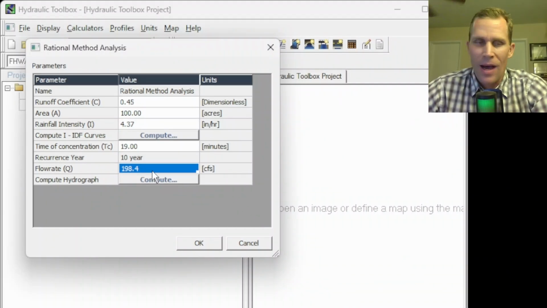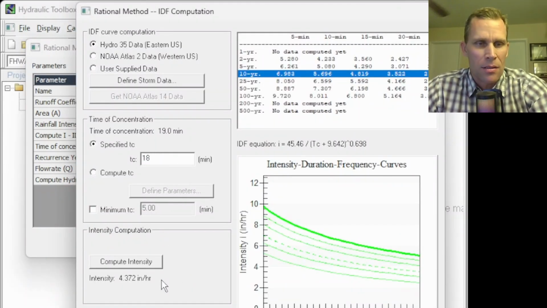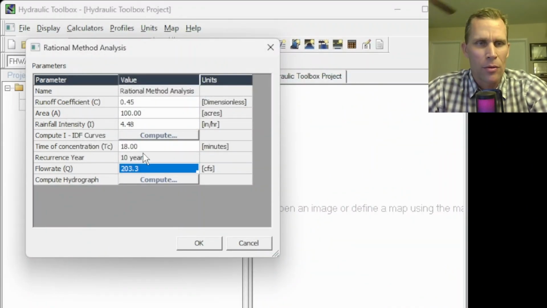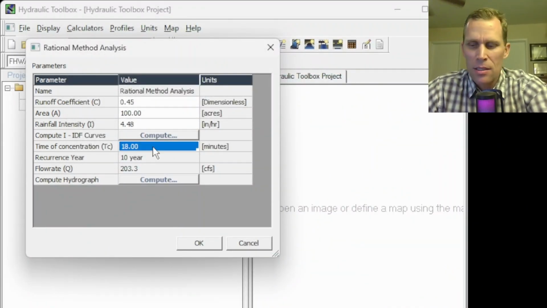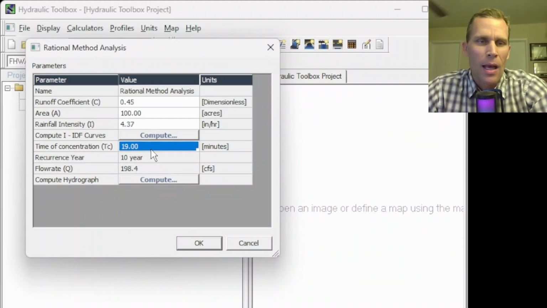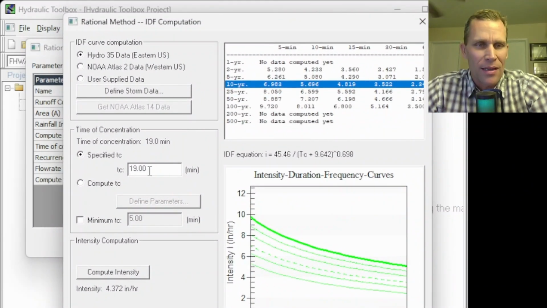Okay, so I conclude that that is the closest that we're going to get. If I change it to 18, let me just change it to 18 out of curiosity. Compute intensity, done. 203.3. Yeah, we were closer with 19 minutes. Can I change this right here? Can I just go 19 and then tab off? Oh my gosh, yes, I can. Okay, so I guess I didn't have to continue visiting this dialog box the way I was doing that.